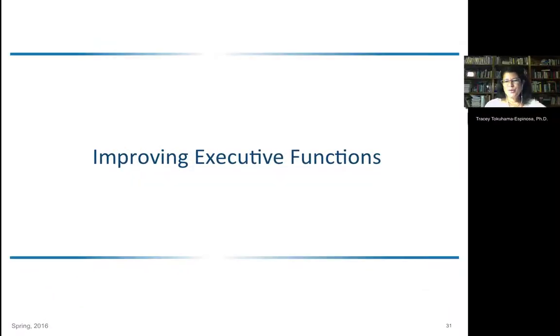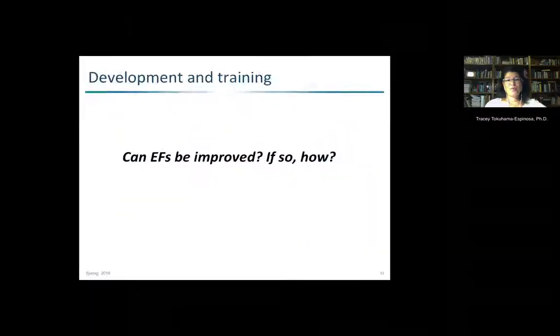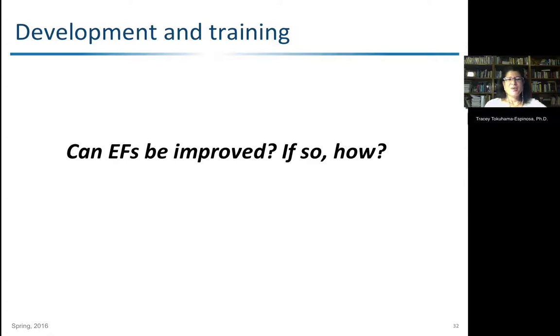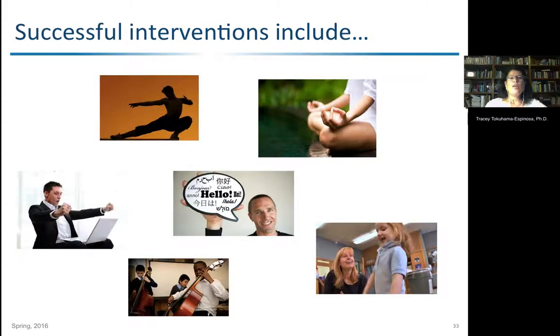So how can you improve executive functions? Can you improve executive functions? As we mentioned before, if you remember the key premise there, you must improve executive functions. It's kind of like a no way out here. If you just freeze at a certain level, you will not develop to your full potential. So what are some types of things that could be successful interventions?